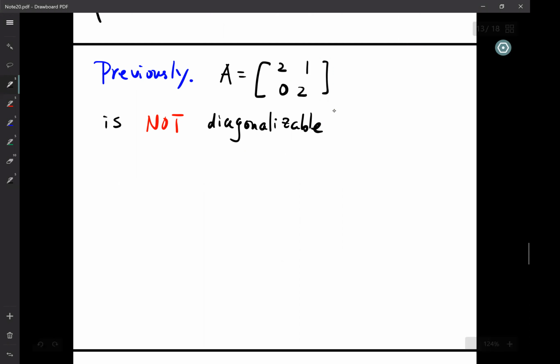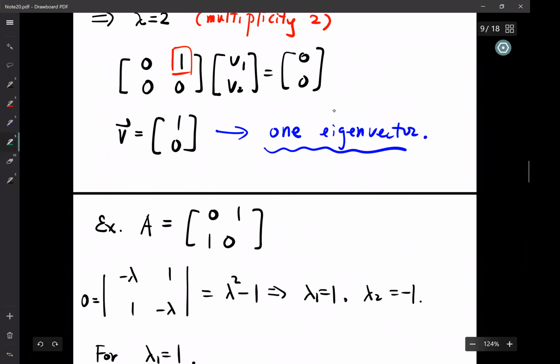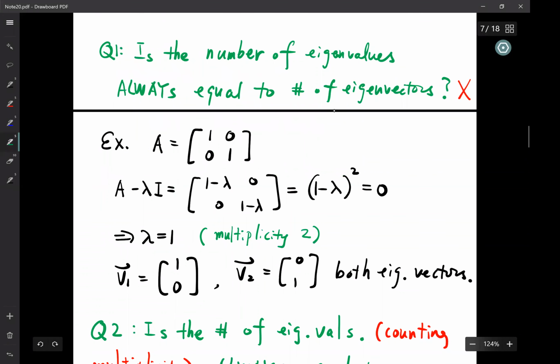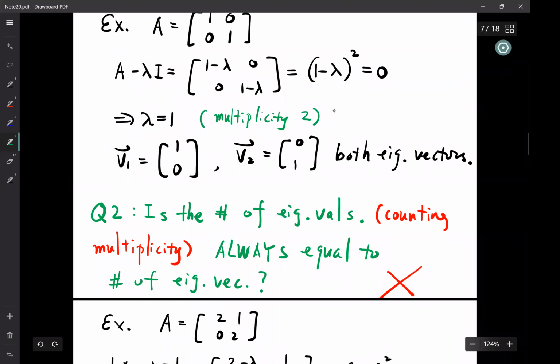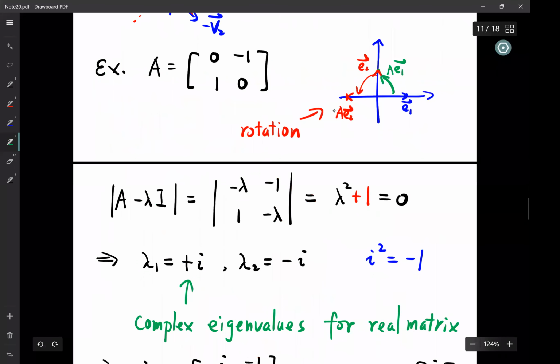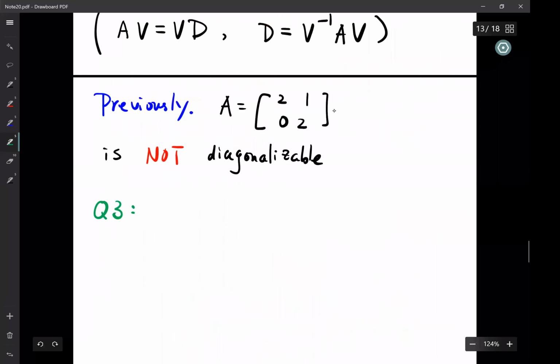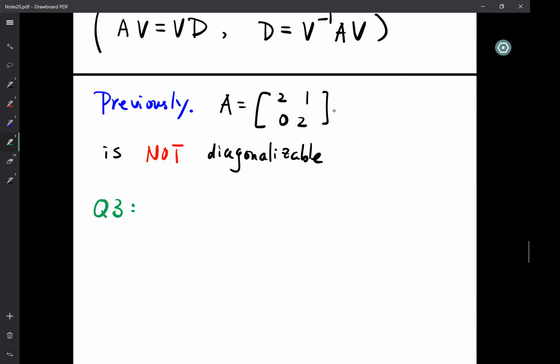Now we want to ask the question Q3. Let's recall what Q1 and Q2 were. Q1 was saying, is the number of eigenvalues always equal to the number of eigenvectors? The answer is no. Q2: is the number of eigenvalues counting multiplicity always equal to the number of eigenvectors? Now, using the language we just introduced, Q2 was actually saying, are all matrices diagonalizable? The answer is no. Now we change from being super optimistic to super pessimistic.